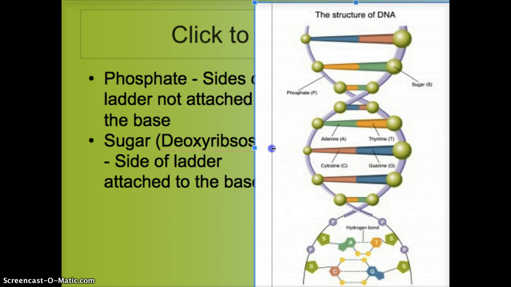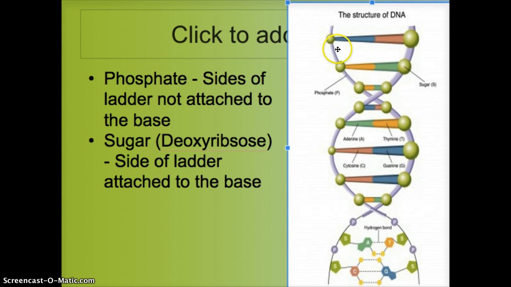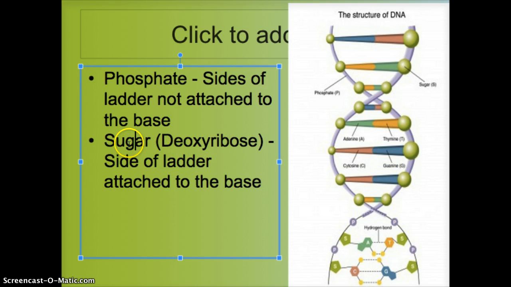So the phosphates are on the sides of the ladder over here, and they're not attached to the base. So again, these are bases, which we'll talk about in just a second, but they're kind of the sides of the ladder. Whereas your sugar, or deoxyribose, looks like I spelled that wrong, hold on, sorry. Deoxyribose, they're the sides of the ladder here that actually are attached to the base. So that's the main difference, is they both make up the sides, and sometimes you'll call it a sugar phosphate backbone or sugar phosphate side of the ladder, which means that they're kind of connected and they're on the sides, but really the phosphates are the gray parts and the sugars are over here, the deoxyribose.